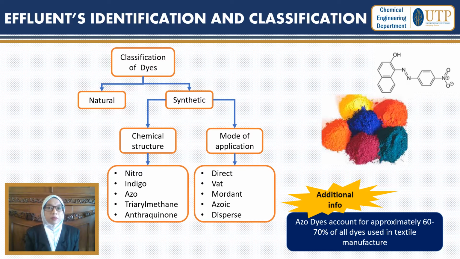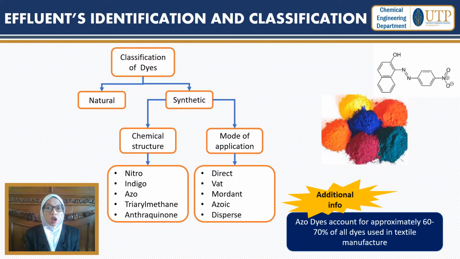The dyes can be categorized into natural and synthetic dyes. The synthetic dyes have a long-lasting color and wide range of color choices, which makes them more widely used than natural dyes. Synthetic dyes are classified into two different groups according to their chemical structure and according to their mode of application.